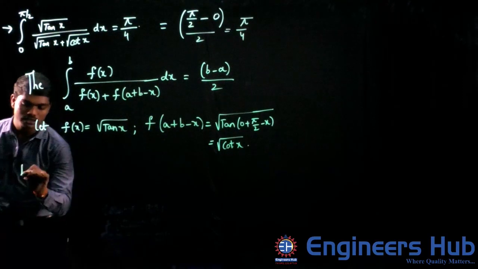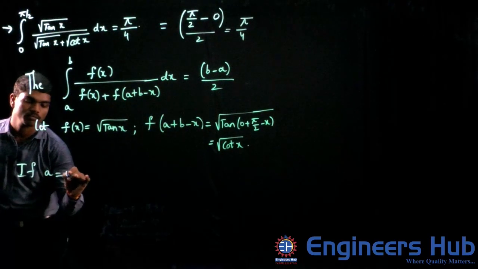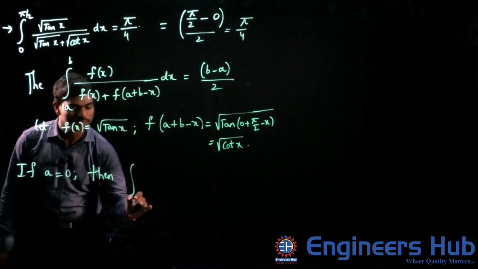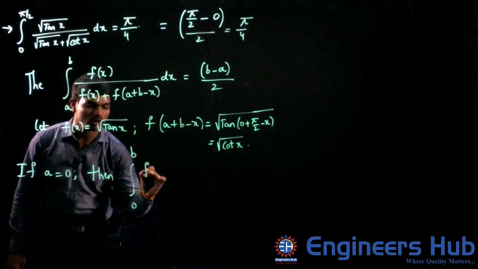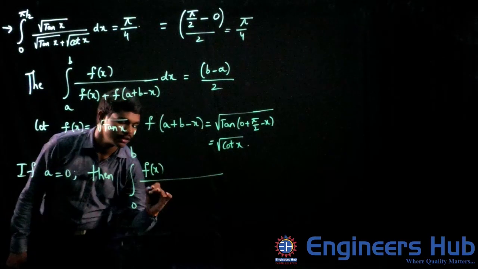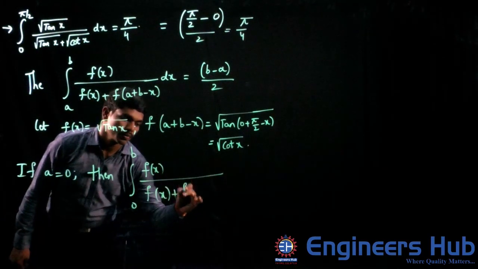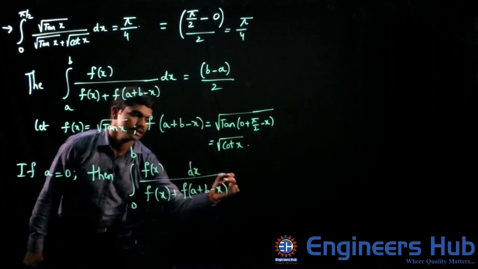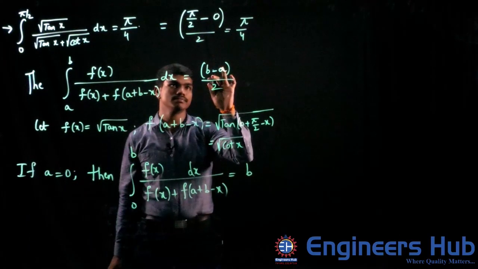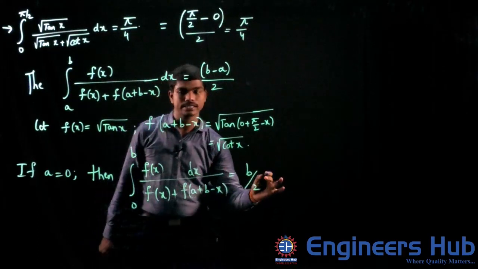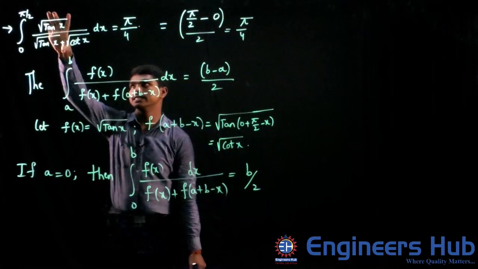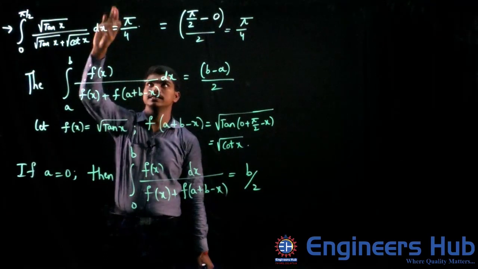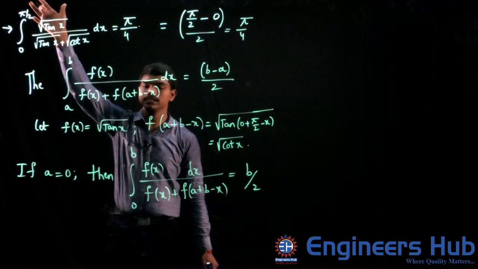One special case is if a is equal to 0. Then the integral from 0 to b of f of x divided by f of x plus f of a plus b minus x dx is equal to, when a is 0, this formula becomes b by 2 directly. So when you see such kind of integrals where there is 0 here, the answer is simply half of the upper limit. If you see, this is pi by 4, which is half of this pi by 2.